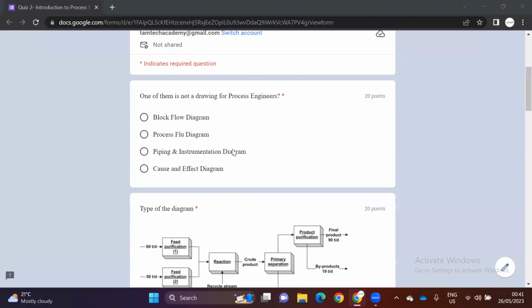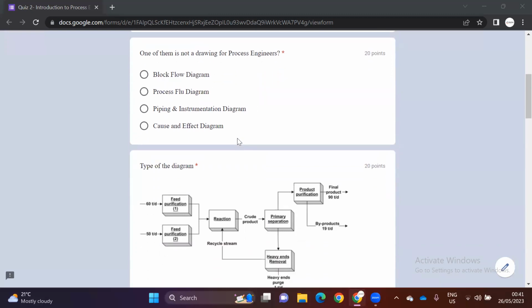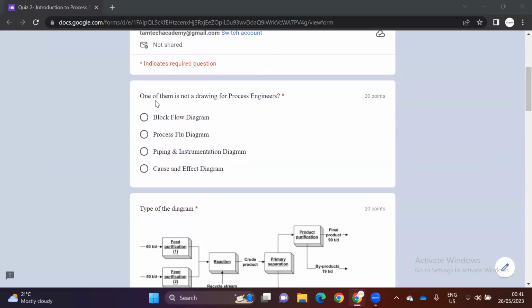And the last one is piping and instrumentation diagram. Piping and instrumentation diagram, it's also written like P&ID. And these P&IDs are detailed diagrams that depict the process piping, equipment, instrumentation, all control devices. And they also show instruments, connections between different components, and their respective symbols. Coming to the last one, this is cause and effect diagram. This is also a diagram that process engineers can use. However, just to confuse the students, it's written in a wrong way, like process flow diagram, but it should be process flow diagram. Therefore, we choose B.